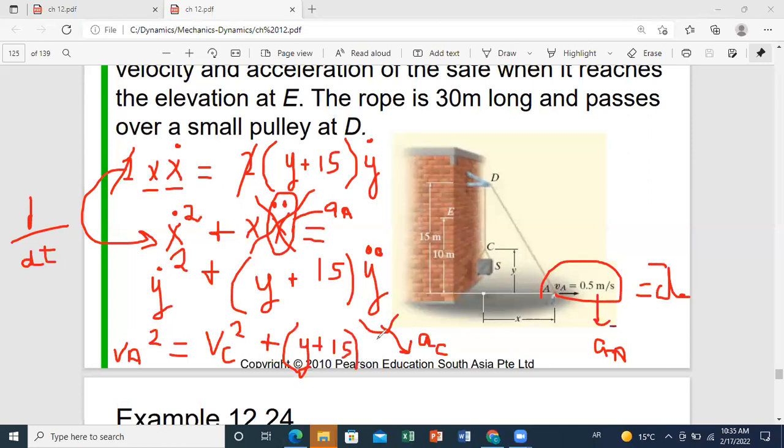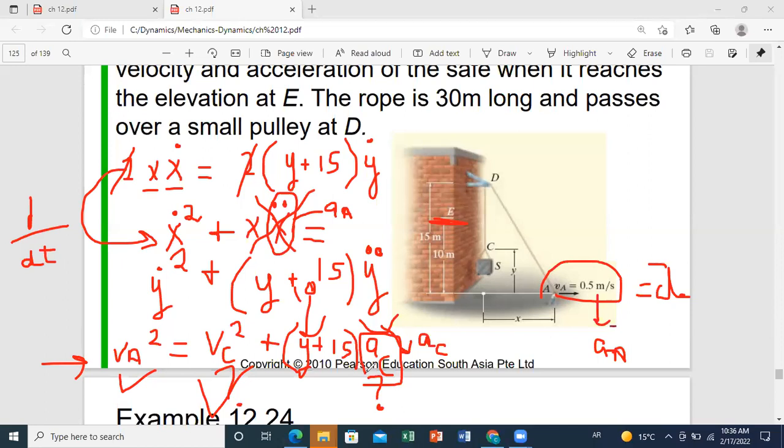They want me to get the corresponding position at y equal 10. What is AC? It's my only unknown now. I replace y by 10 here. I already got from the previous step what is VC for this position. I replace it, and VA is given to be 0.5. The only unknown in this equation is the acceleration of C. So I can calculate for y equal to 10 meters what is the acceleration at C.